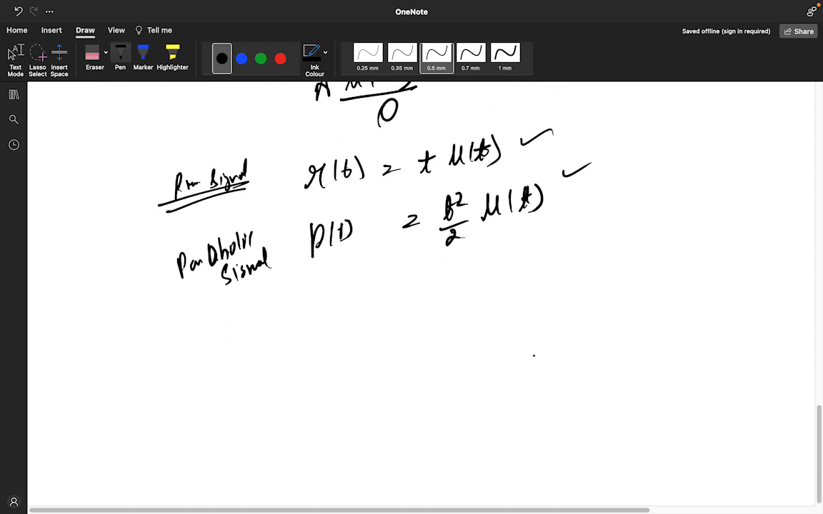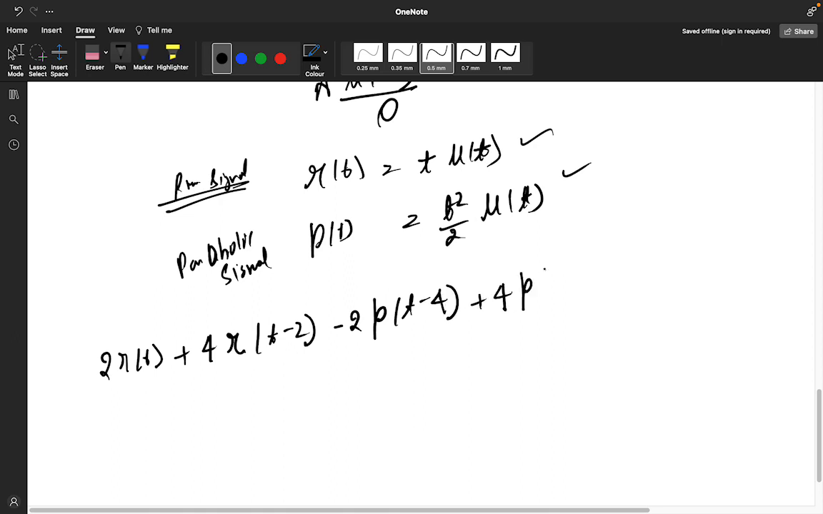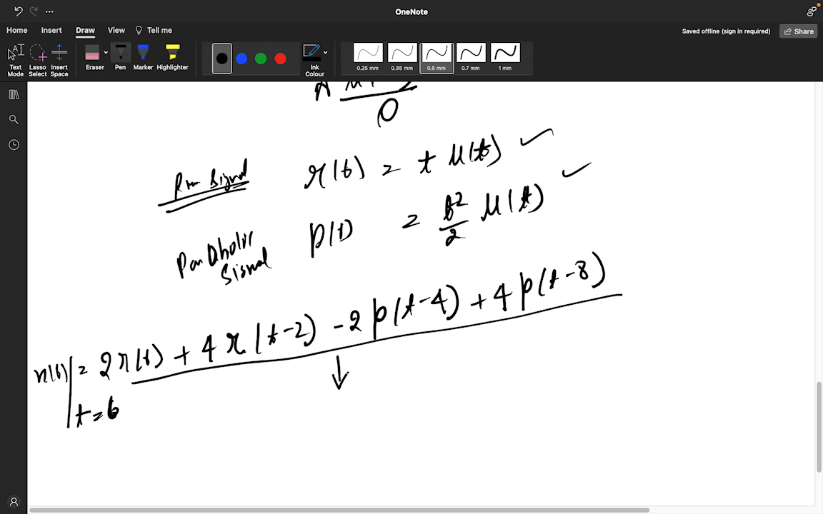In this particular question, it was written 2r of t plus 4r of t minus 2 minus 2p of t minus 4 plus 4p of t minus 8. This is x of t, and we need to find the value at t equals 6. First you need to convert all the functions into this form.